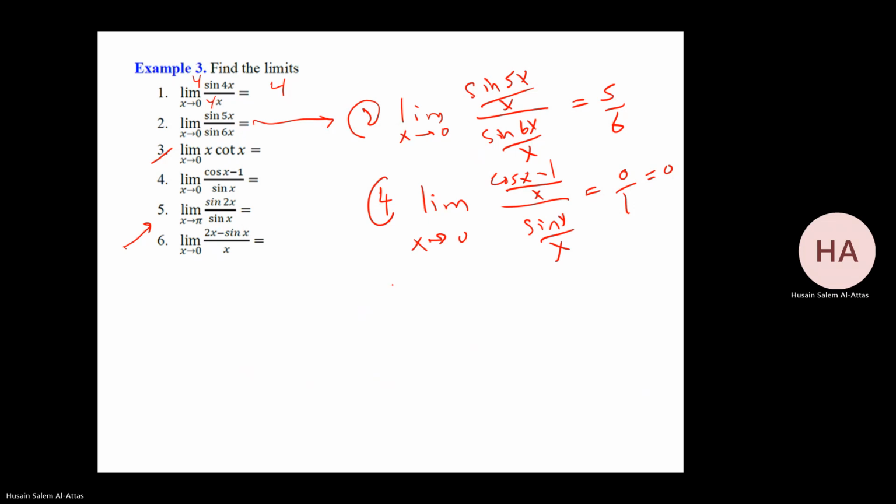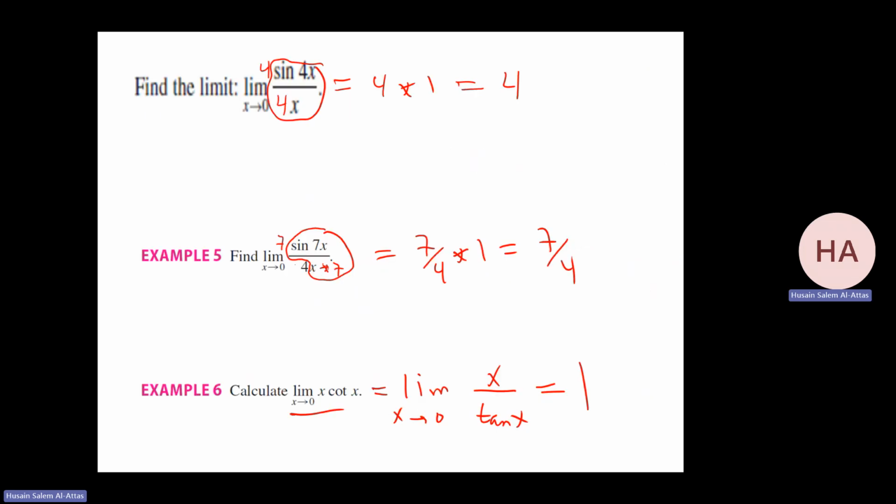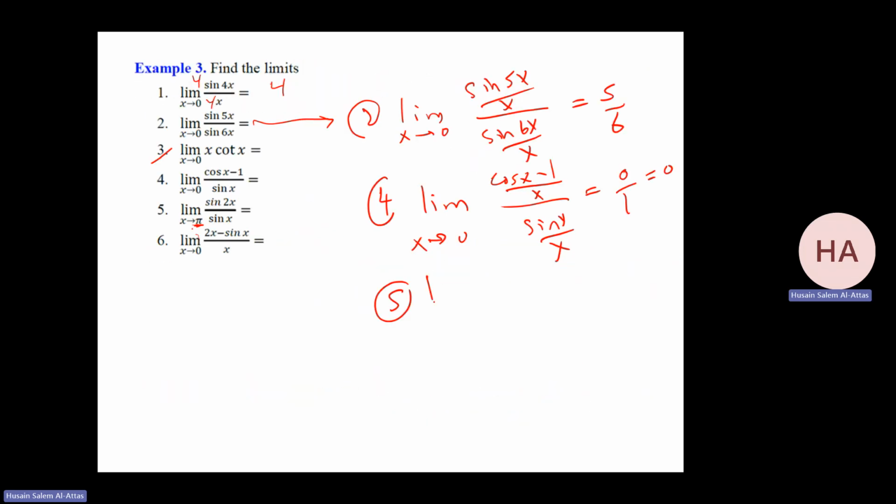Be careful, in number 5 the limit goes to what? To pi, not to 0. So I cannot apply all of these formulas just if x goes to 0. Okay, so now we'll do this. Limit as x goes to pi of sine 2x over sine x. If I substitute, by the way, in all of these problems, you are getting 0 over 0, huh? So you cannot continue.